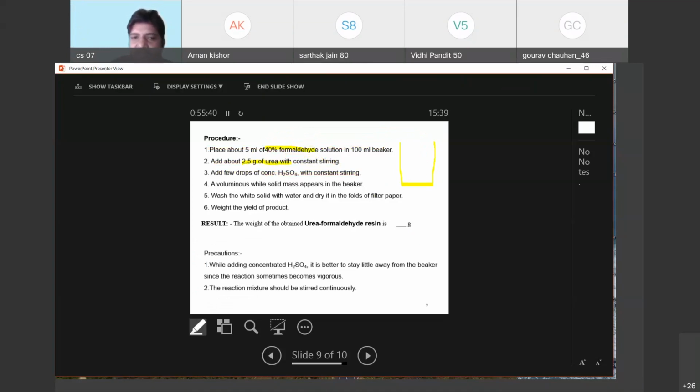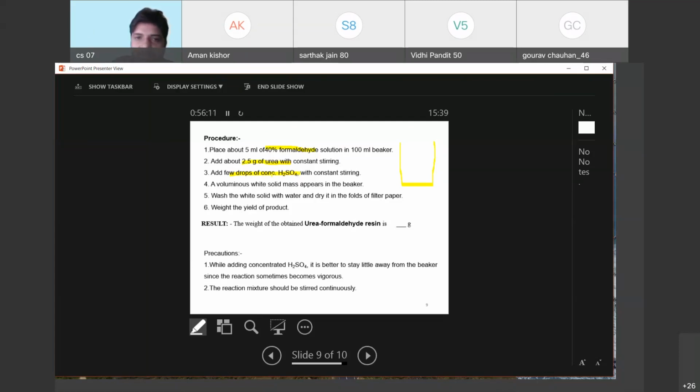With constant stirring. And after that, we will add few drops of concentrated sulfuric acid. Okay. Remember, sulfuric acid is acting as a catalyst here. Okay. We can do this reaction even without a catalyst. But if you don't add a catalyst, the reaction will be slow. Means it will take relatively more time to complete. And we want our reaction to complete fast. So that's why we are adding acid here.